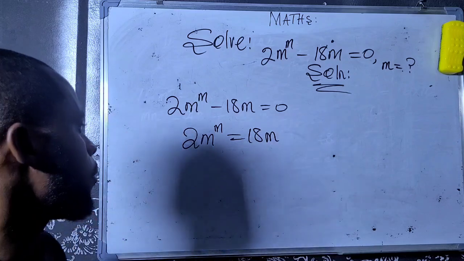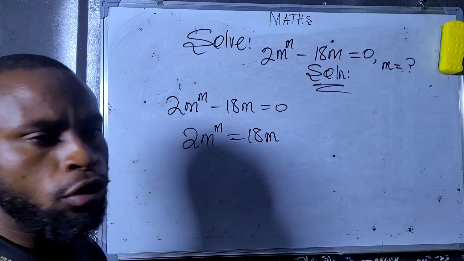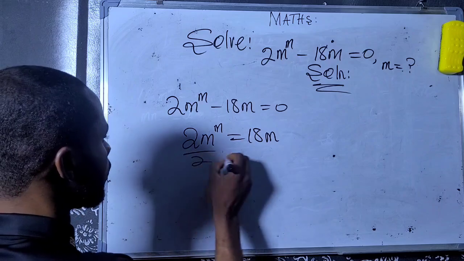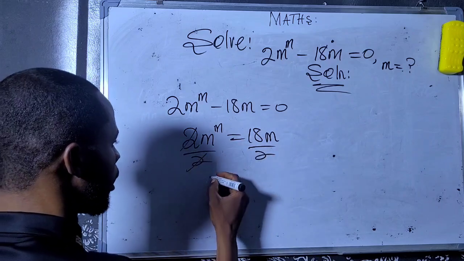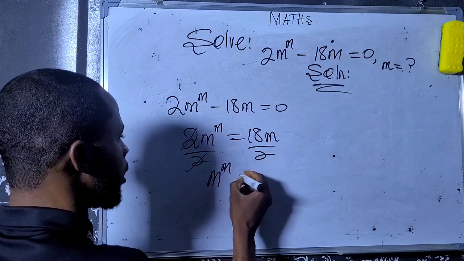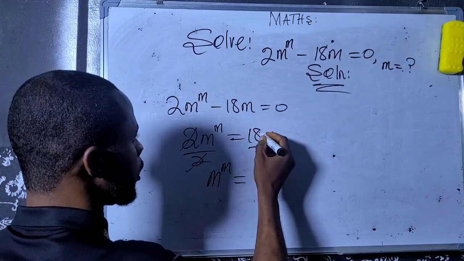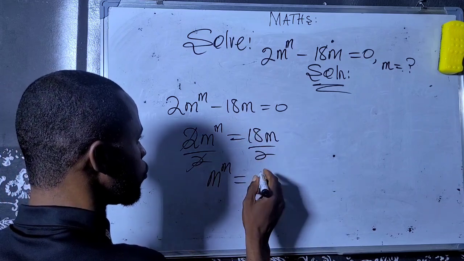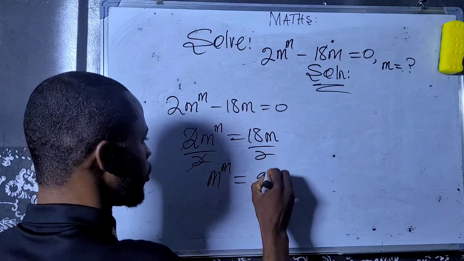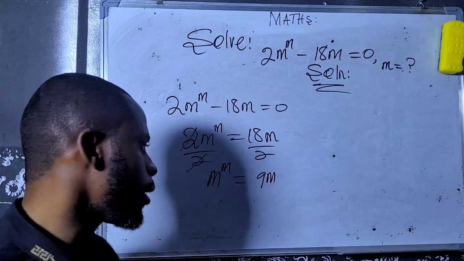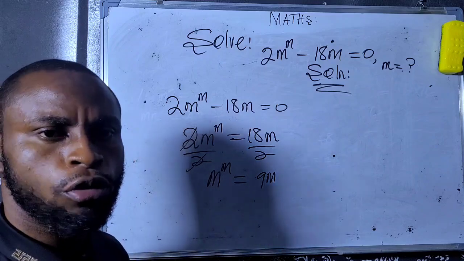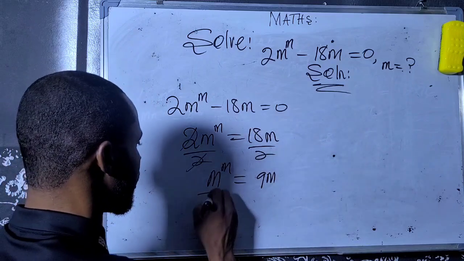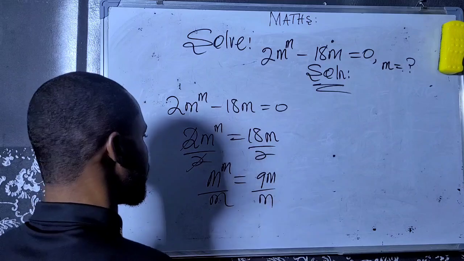The next step, I'm going to divide both sides of the equation by 2. I divide here by 2, I divide here by 2, then 2 eliminates 2, and I have m to the power of m equals 18 divided by 2, that will give us 9, then multiplied by m, we have 9m. Then the next step is for us to divide both sides of the equation by m. I divide here by m, I divide here by m as well.